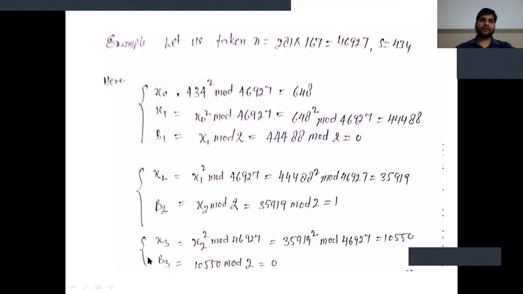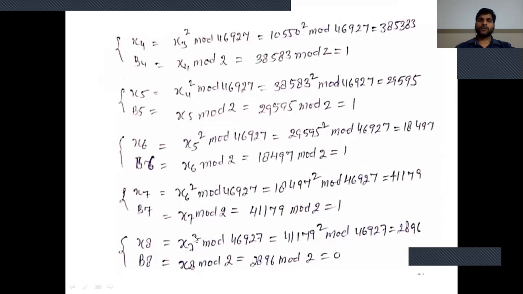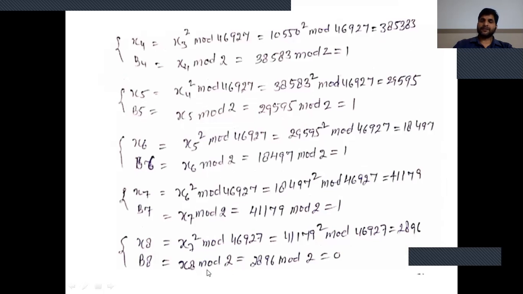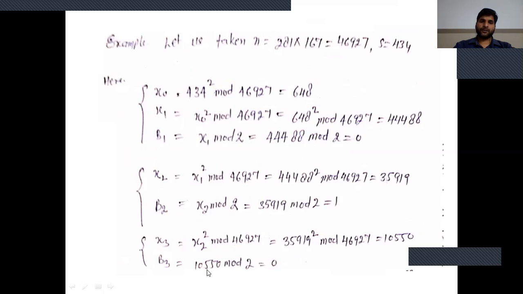Similarly, to solve the value of x3 by using the x2 value, x2 square mod 46927. The value of x2 equal to 35919. So 35919 square mod 46927 equal to 10550, and 10550 mod 2 equal to 0.